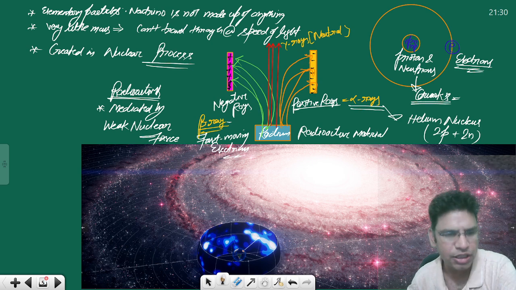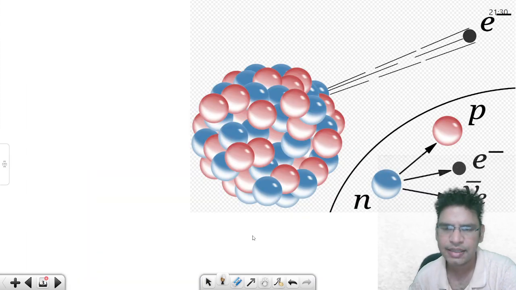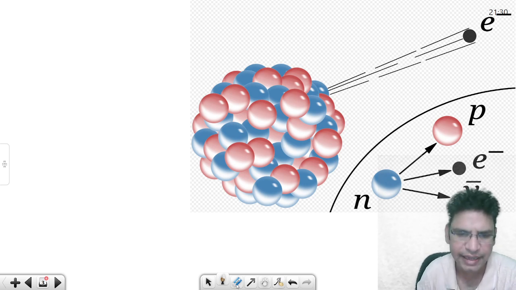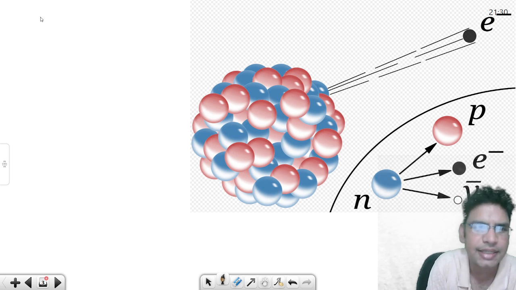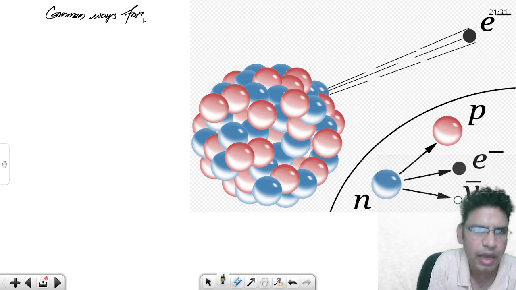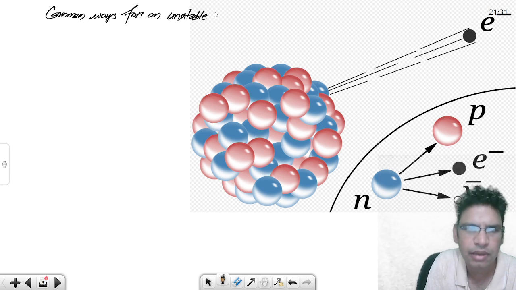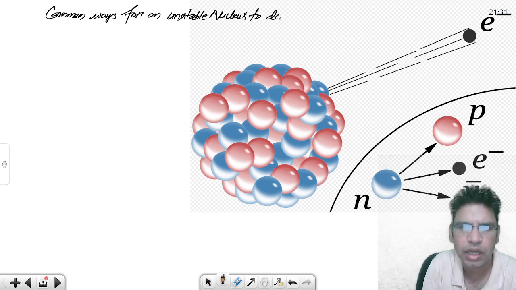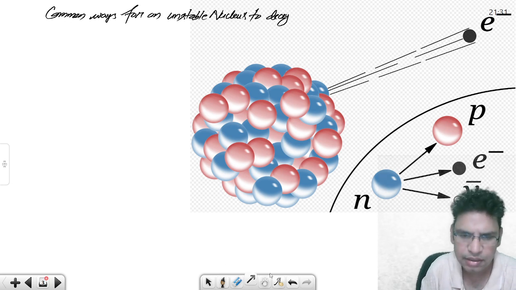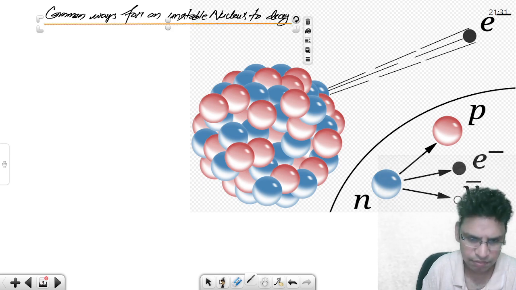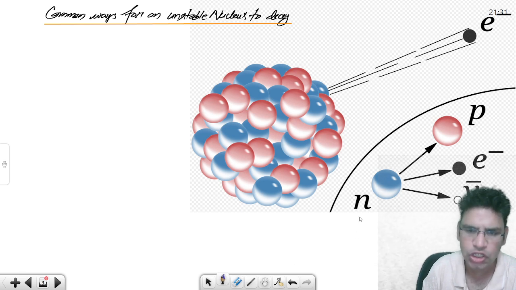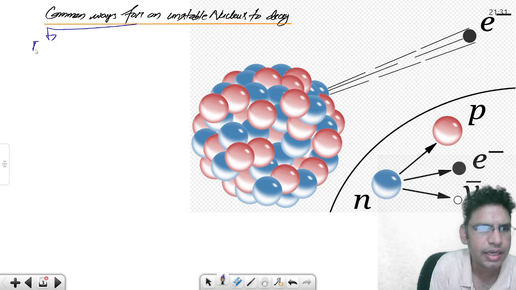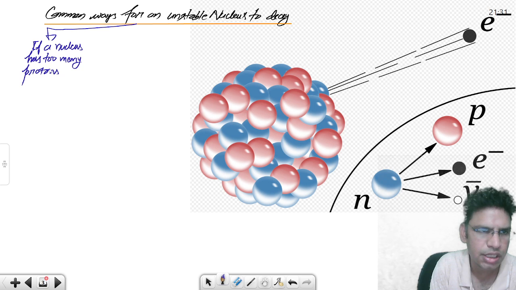Okay, so let me tell you what a neutrino is basically, how you get neutrinos. For example, this is some nucleus which is unstable. Let me tell you the common ways for an unstable nucleus to decay. There can be a few ways. First way, with common sense you can understand, if a nucleus has too many protons. This is one way.